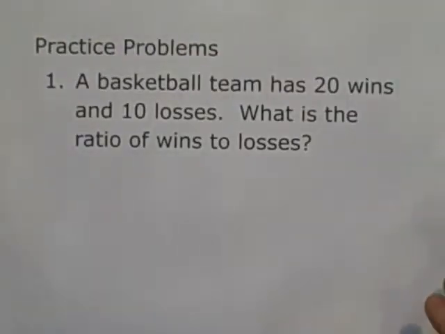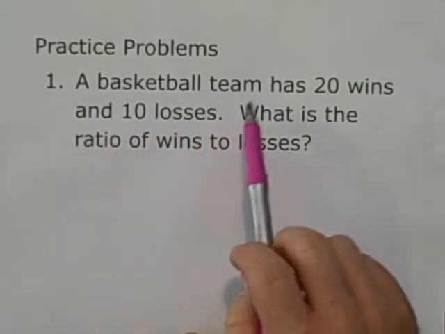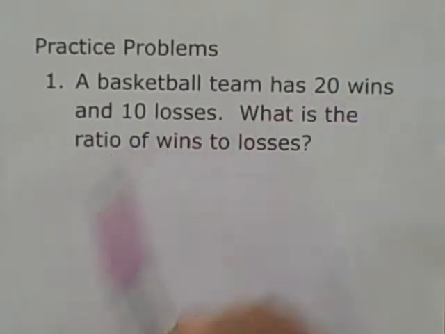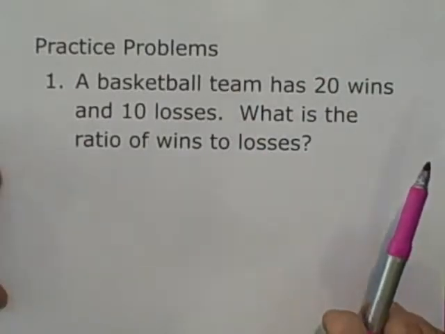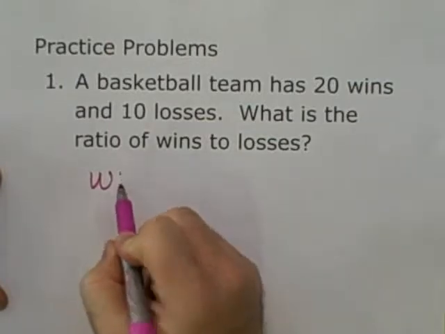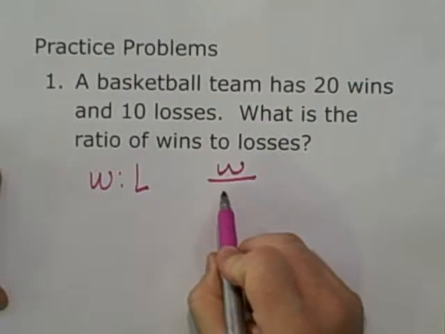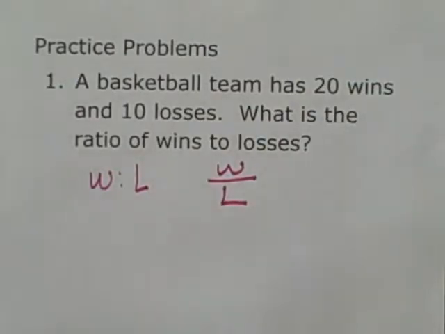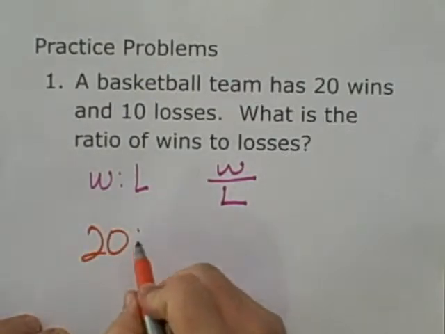Now let's look at a couple practice problems. This statement here says that a basketball team has 20 wins and 10 losses. What is the ratio of wins to losses? Again, always remember what you're starting with. We're comparing wins to losses, or if we were to write it as a fraction, it would be wins over losses. Now, the number of wins is 20, and the number of losses is 10.